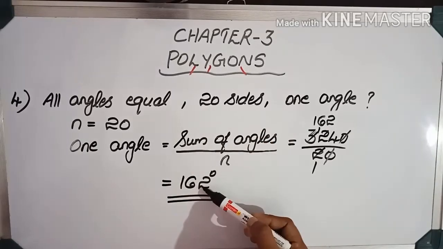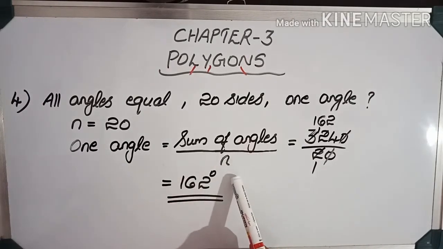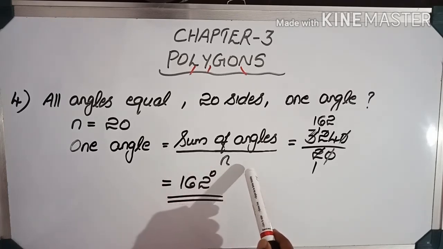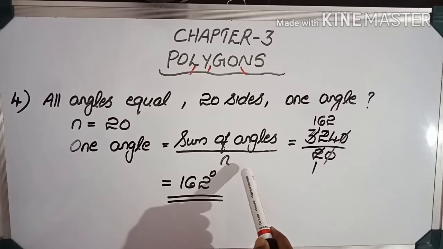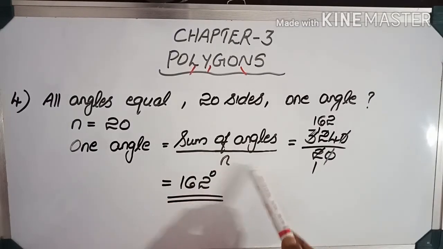20 times 162 degrees is 3240. So this is the method to find the answer. One angle is the sum of angles divided by the number of sides. This one is the second equation. The first one is (n − 2) × 180 degrees. This is the second equation.